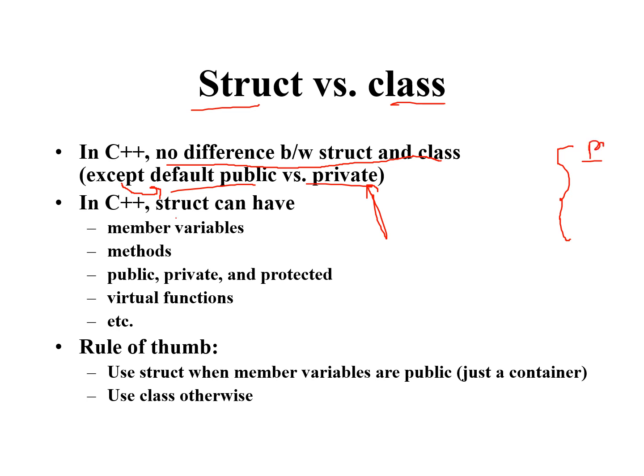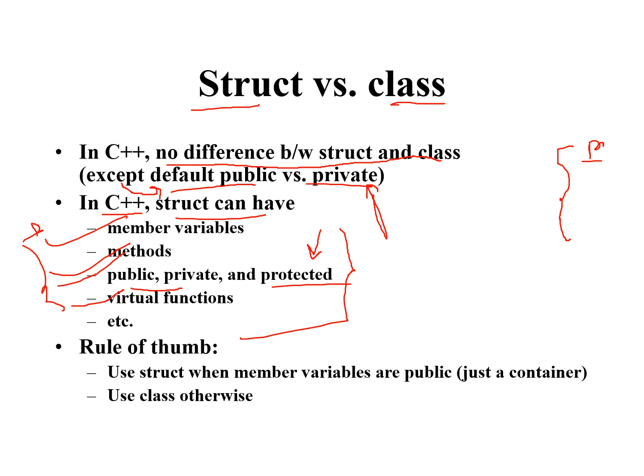Now in C++, a struct can have member variables. These are all the data that a struct can have in C++, that is, member variables. The second thing it can have is methods. Third is public, private, or protected. After public and private, there comes a third type also, that is protected. Then the fourth thing it can have is virtual functions, and so many other things. So that is what a C++ struct can have.